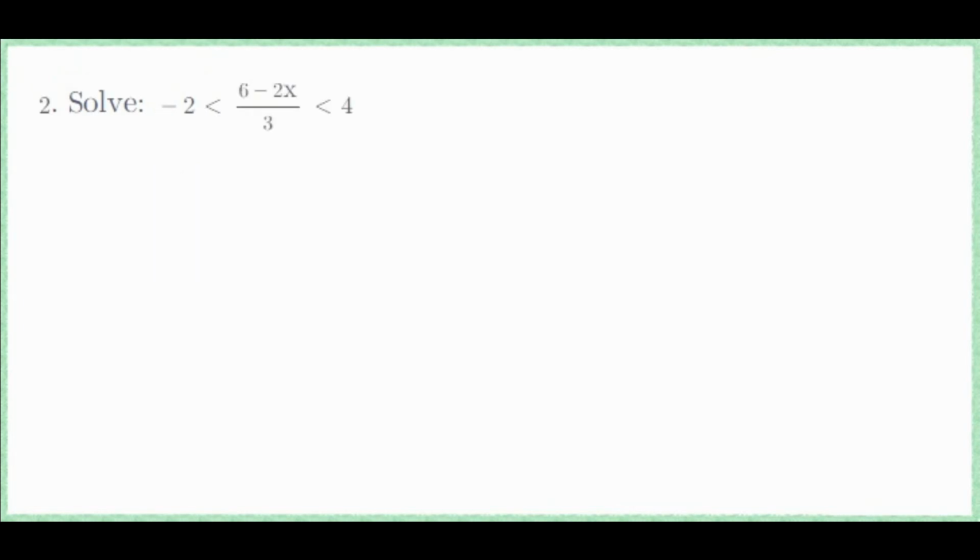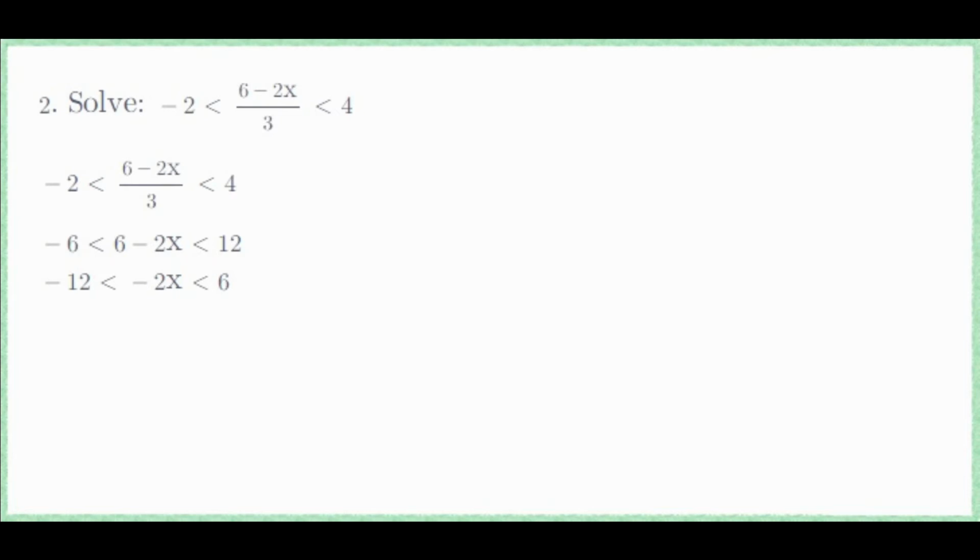For this example, we can multiply all 3 of the sections by 3. So we end up with -6 is less than 6 minus 2x is less than 12. Then we can subtract 6 from all 3 sections. So we get -12 is less than -2x is less than 6.